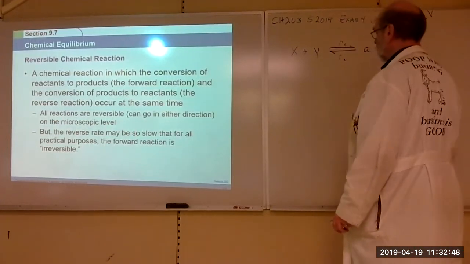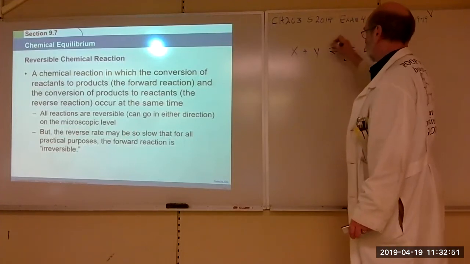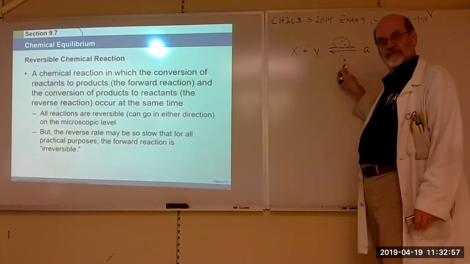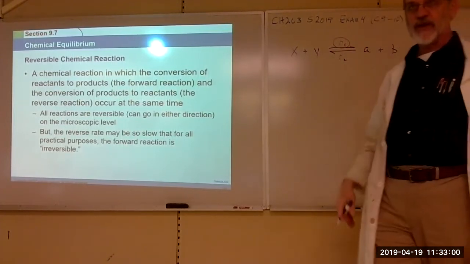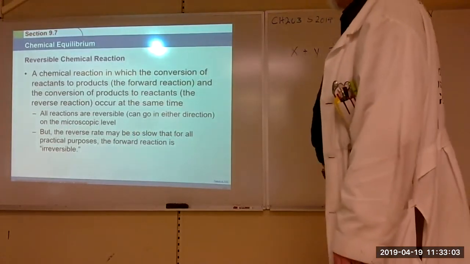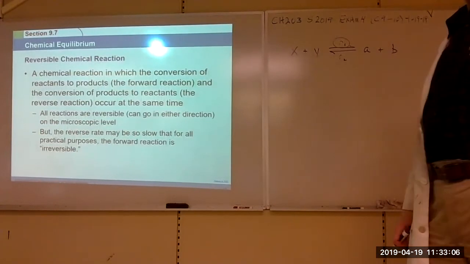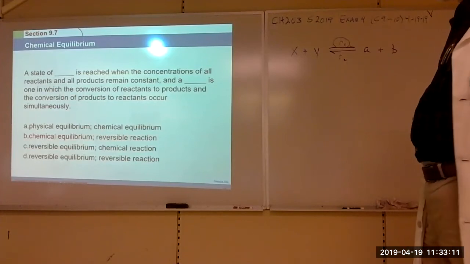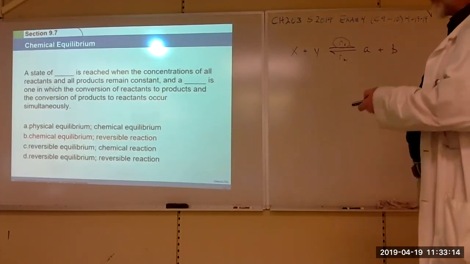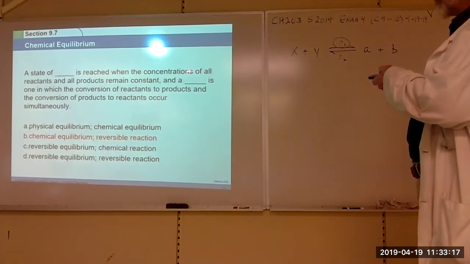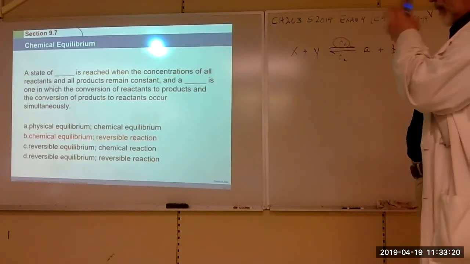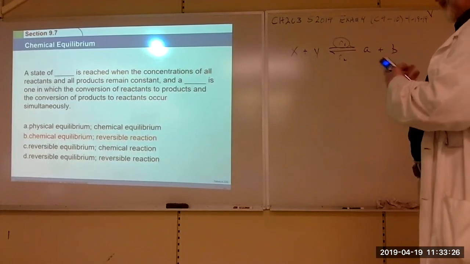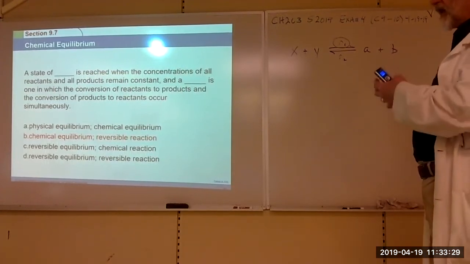And what that means is that this part of the reaction is dominant. In fact, it's huge compared to this. Okay? That's what an irreversible reaction is. The reverse is so slow that for all practical purposes, it doesn't exist. Okay, so the state of chemical equilibrium is reached when the concentrations of all the reactants and products remain constant. Okay? And a reversible reaction is one in which the conversion of reactants to products and the conversion of products to reactants occur simultaneously.